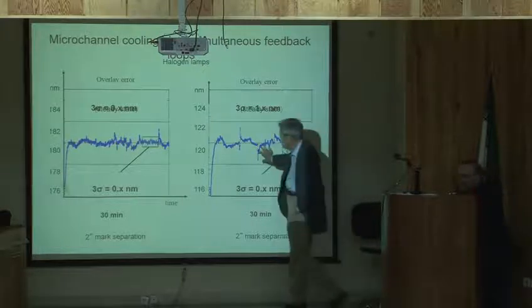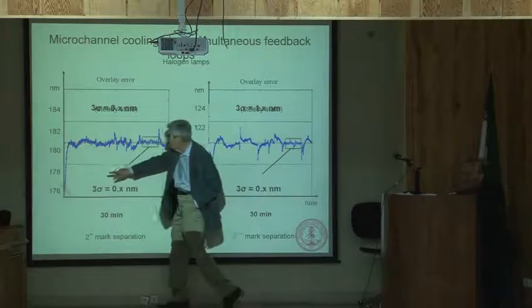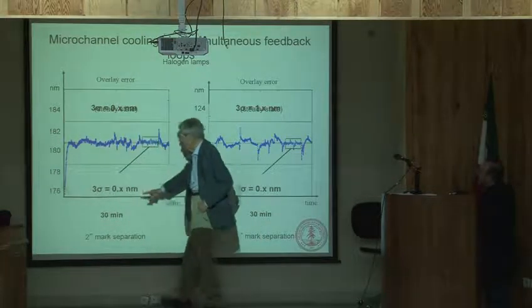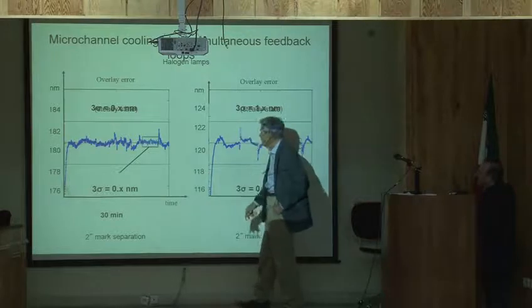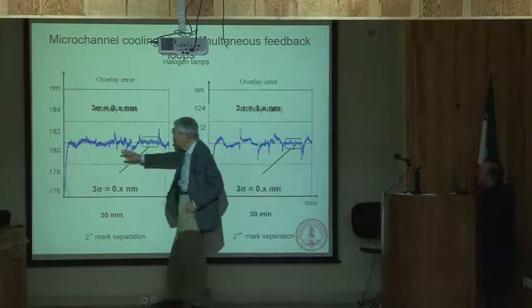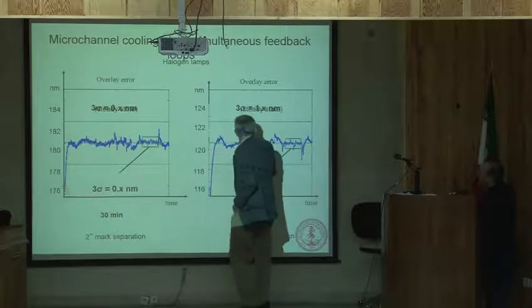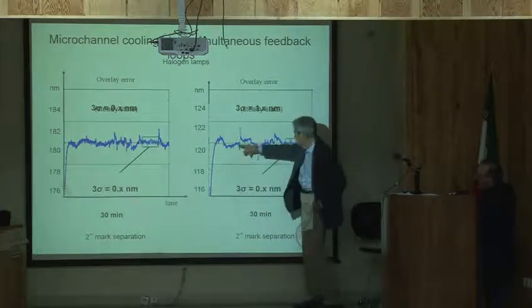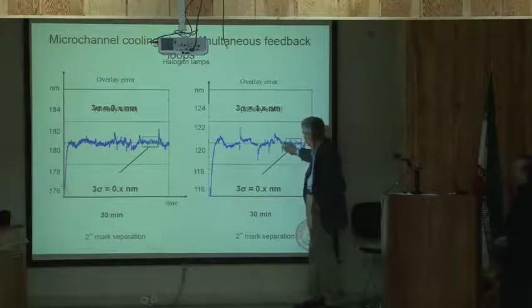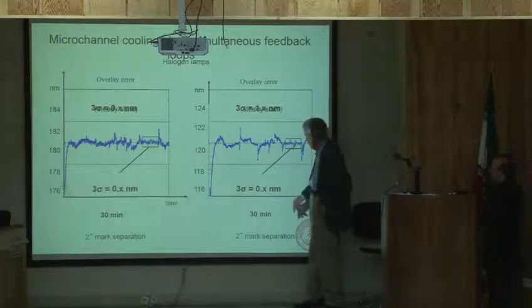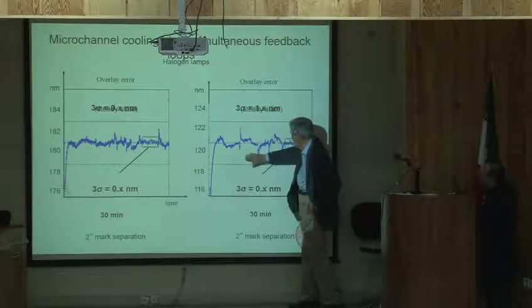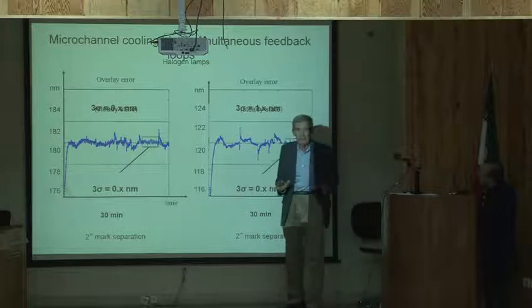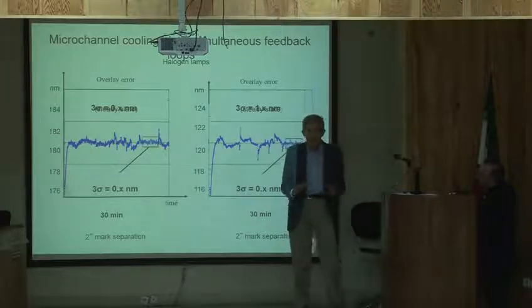So these are the plots now of the overlay error as a function of time, 30 minutes. This is for the left-hand zone, and this is for the right-hand zone. And what we're seeing is, in fact, remarkably good, holding, apart from these little blips here.